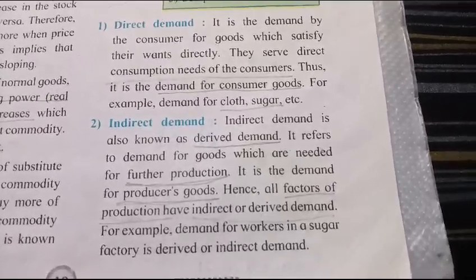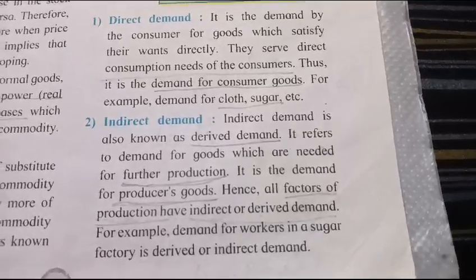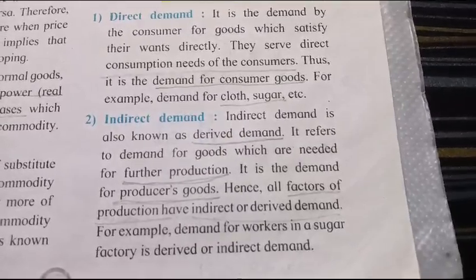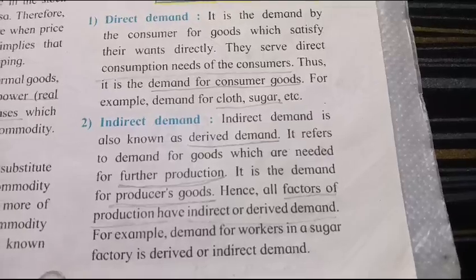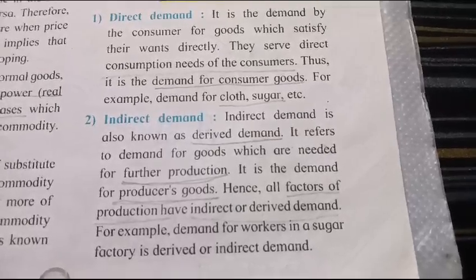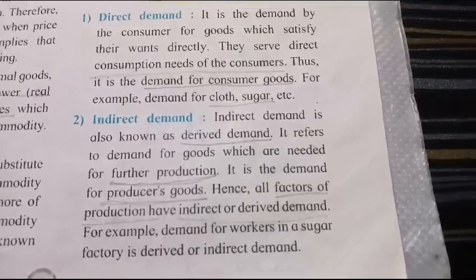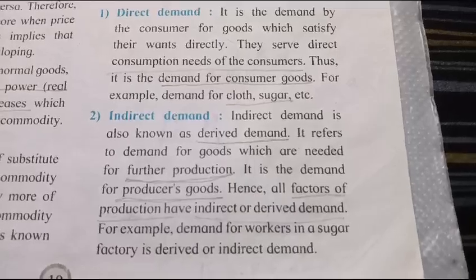Second, indirect demand. Indirect demand is also known as derived demand. It refers to demand for goods which are needed for further production. It is the demand for producers' goods. Hence, all factors of production have indirect or derived demand. For example, demand for workers in a sugar factory is derived or indirect demand.